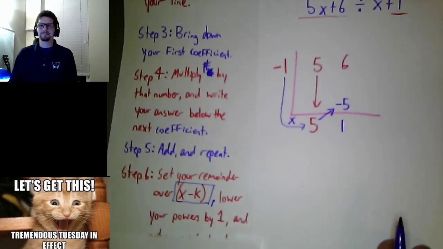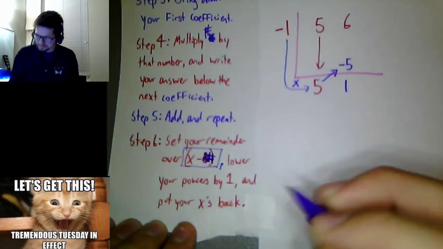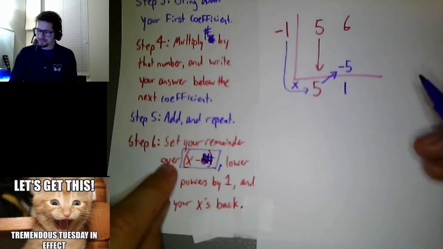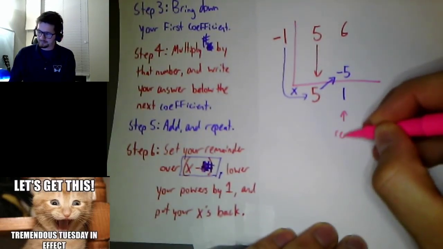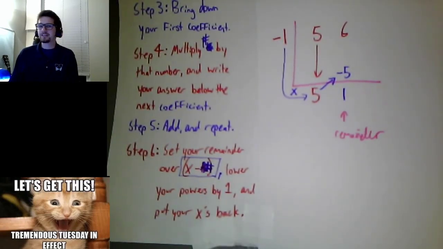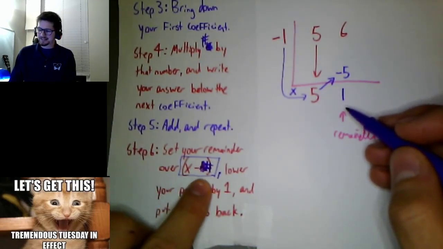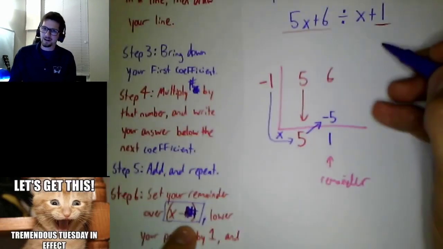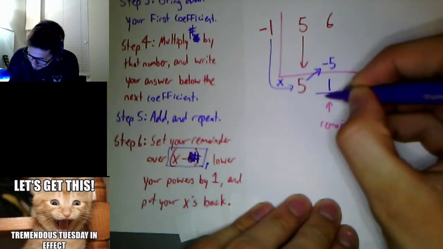My last step is to set my remainder over x minus your number. What I mean by this is set your remainder. What is your remainder? Your remainder is going to be your last number. No matter how complicated this gets, no matter how long these problems get, the last number is always going to be your remainder, okay? Set your remainder over your x minus number. I had x plus 1. So I'm going to make my remainder 1 over x plus 1.